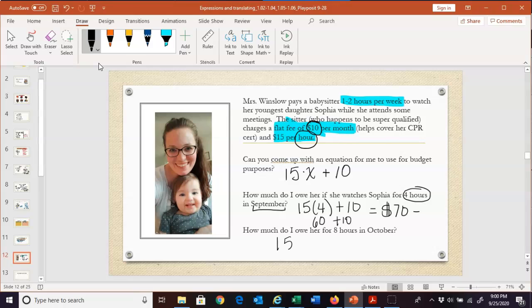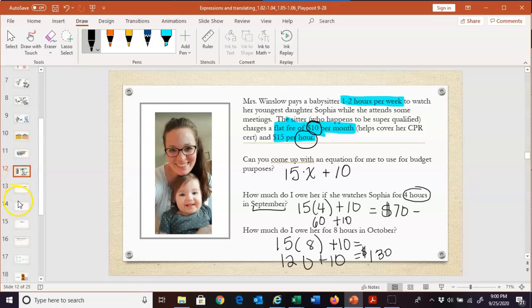Now for 8 hours, we're going to plug in 8 for x. That should be 120 plus 10 equals $130 for 8 hours. So you can see how expressions and equations can be super helpful. This is just one example that I actually have used before. I'm sure you can think of a bunch of other examples too, mostly surrounding money, I would imagine.